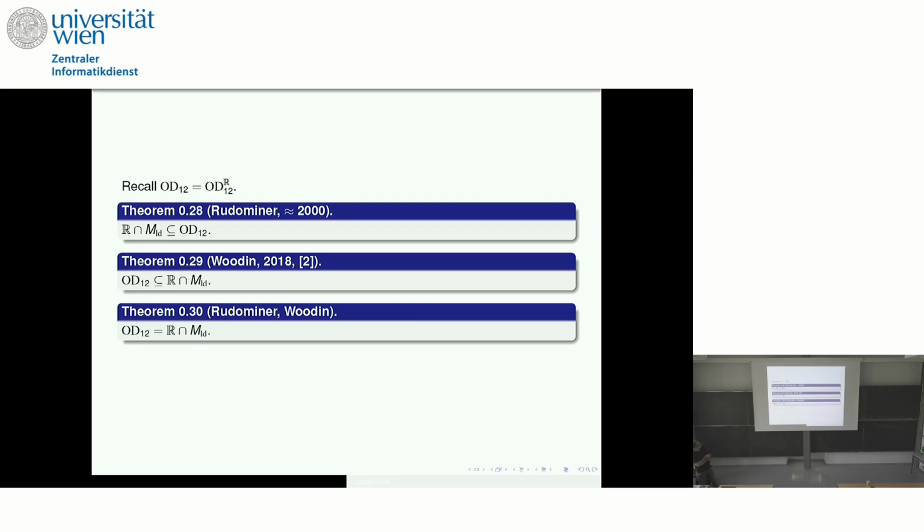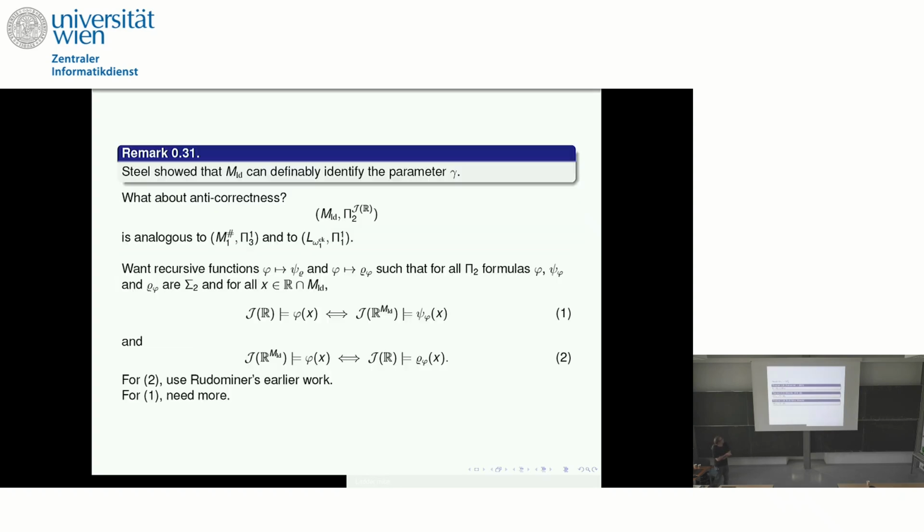Okay, and as a result, we get this theorem down the bottom. OD_12 is the reals of M_ladder. That comes from Rudominer's work that already showed one direction: all the reals of M_ladder are OD_12. For the second direction, we can compute the Sigma_2 truth over M_ladder, and therefore we get all these definable reals inside M_ladder. This gamma you can also get rid of, definably over M_ladder. So Steel showed that the parameter gamma can actually be defined over M_ladder, and so you can remove it as a parameter. This doesn't, however, seem to give the anti-correctness thing, which is to give the optimal definition of Sigma_2 truth over.